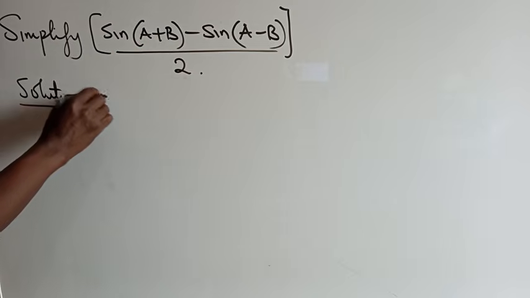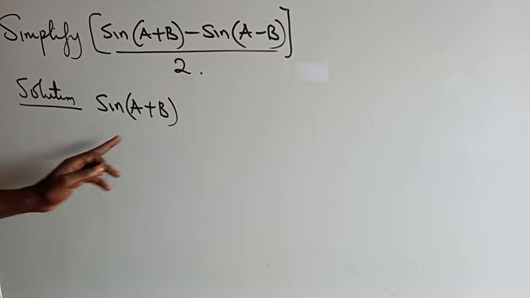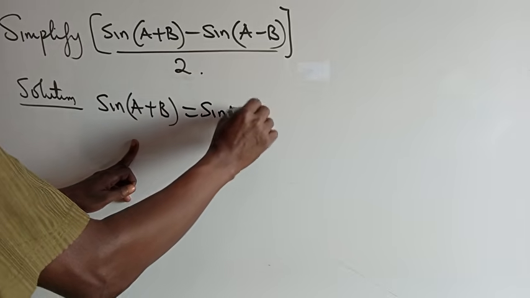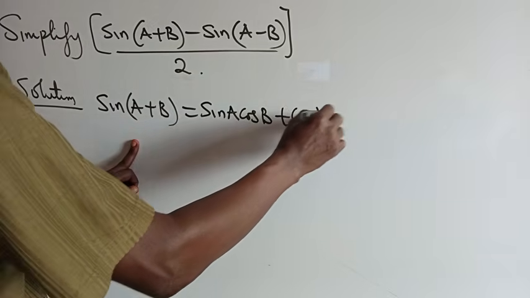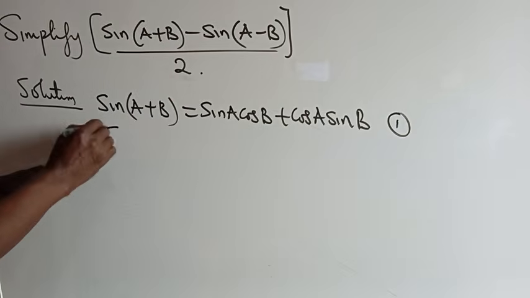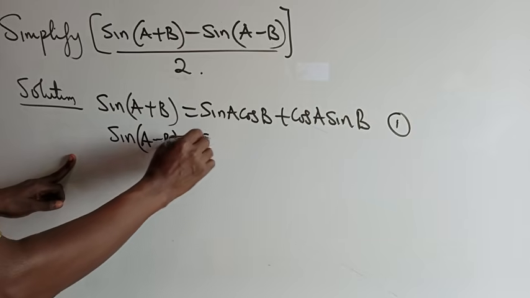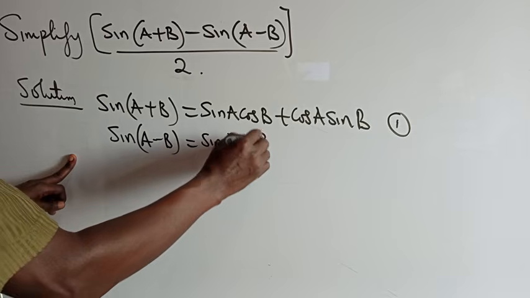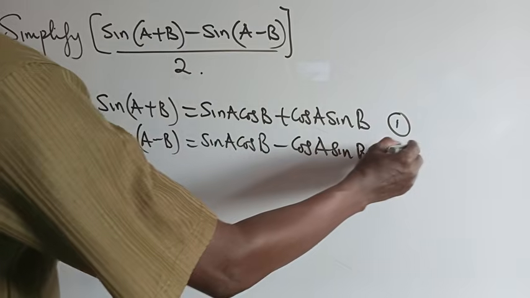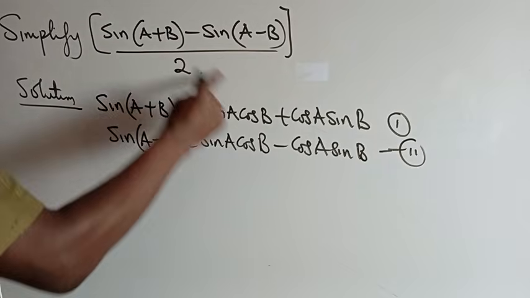Now let's recall the formula for addition angle of sine. Sine(A + B) is sine A cos B plus cos A sine B. Beautiful. That is equation 1. Now what about sine(A - B)? Sine(A - B) is sine A cos B minus cos A sine B. So what we change there is just the sign. Okay?